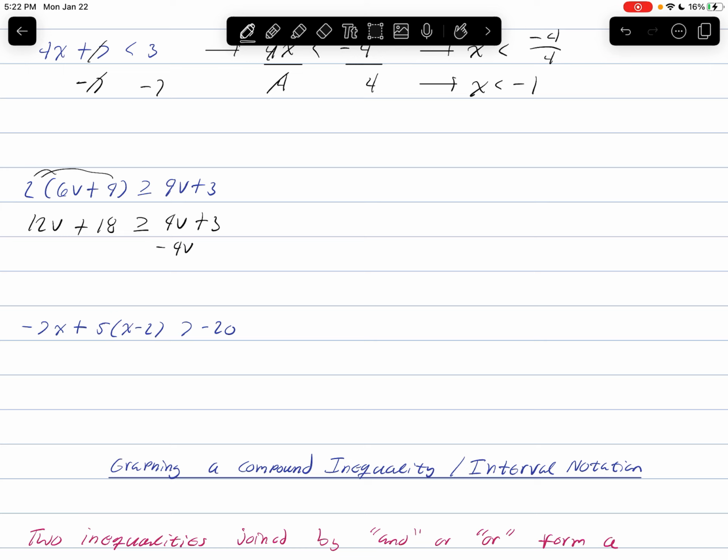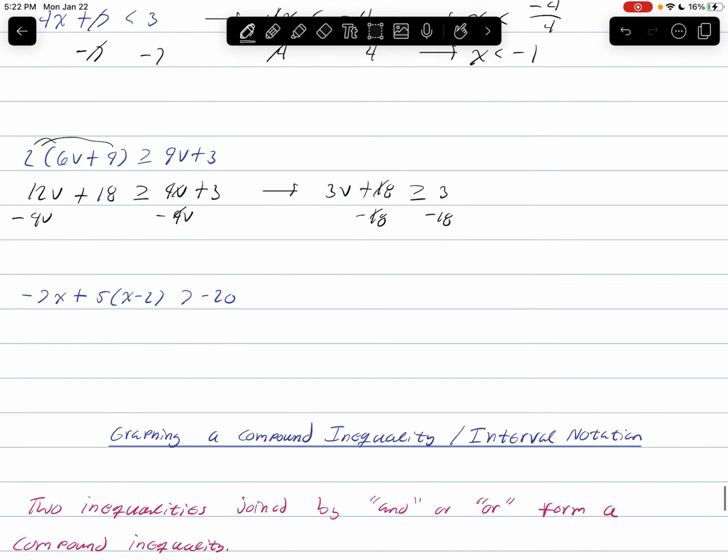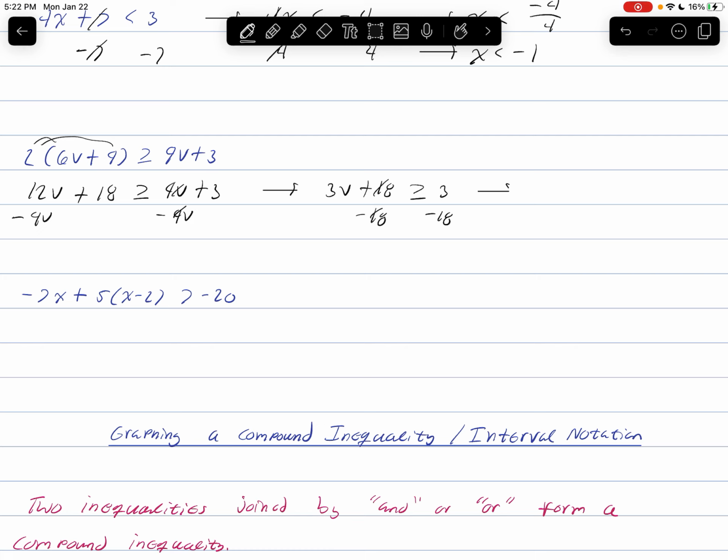Okay, and so we don't have to deal with negatives. Let's start by taking 9v away from both sides. That'll take care of this 9v here. And this whole thing is going to become 3v plus 18 is greater than or equal to 3. Okay, so now we want to take 18 away from both sides, and that's going to give us 3v is greater than or equal to negative 15.